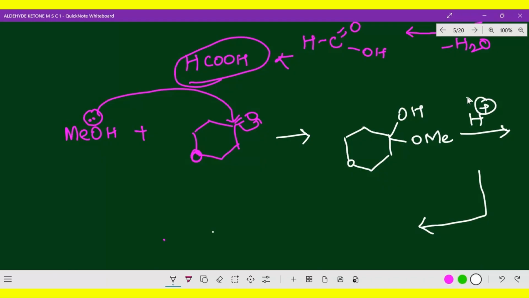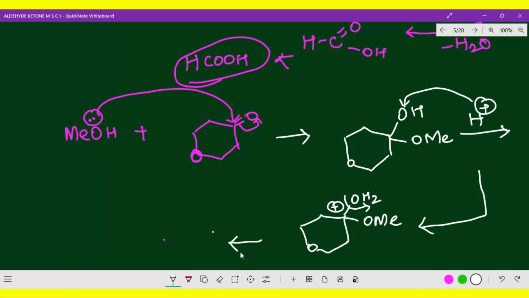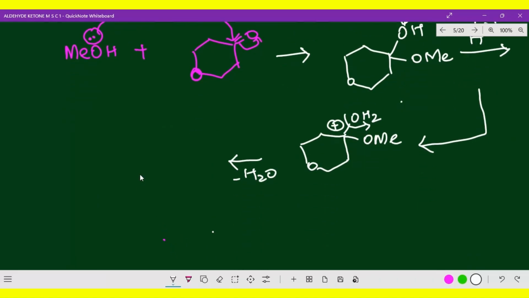This H plus ion is going to attach over here. So you will get protonated alcohol formation. Here what you will get is like this, right? Here OH2, here OMe, right? So this is released, and you will get carbocation formation. So what happened? Water is released, H2O is released. So what will you get? Carbocation formation, at this point here, right?